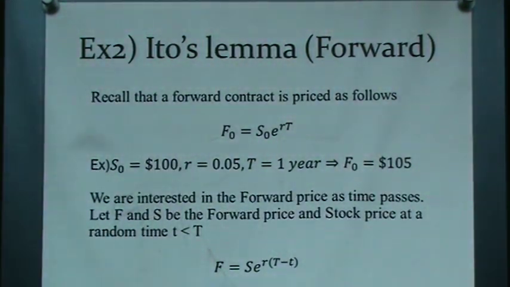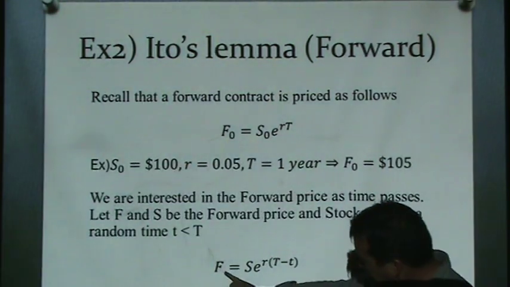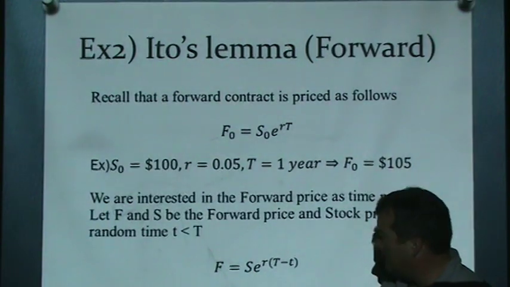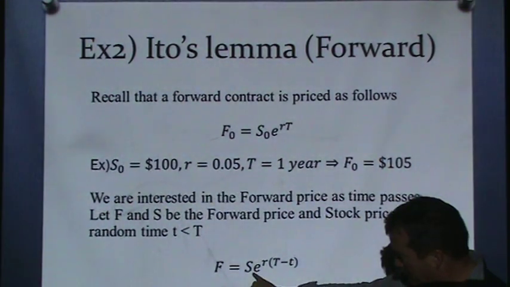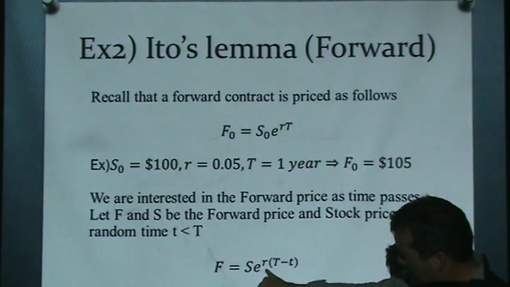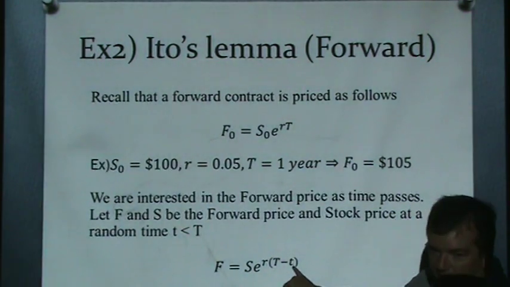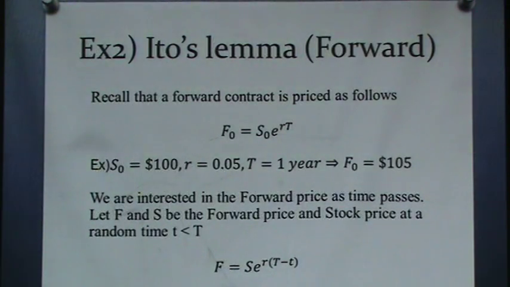So if that's the case, at any point in time in the future, the forward price, if you go so many months down the road, should be the stock price at the present moment times interest for the remaining amount of time left on the forward. So this would be the formula for the price from now till the time it expires.